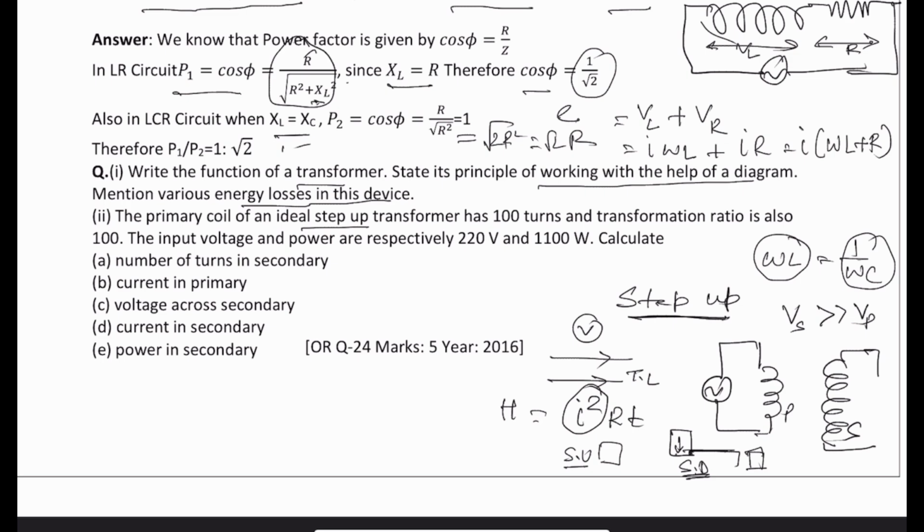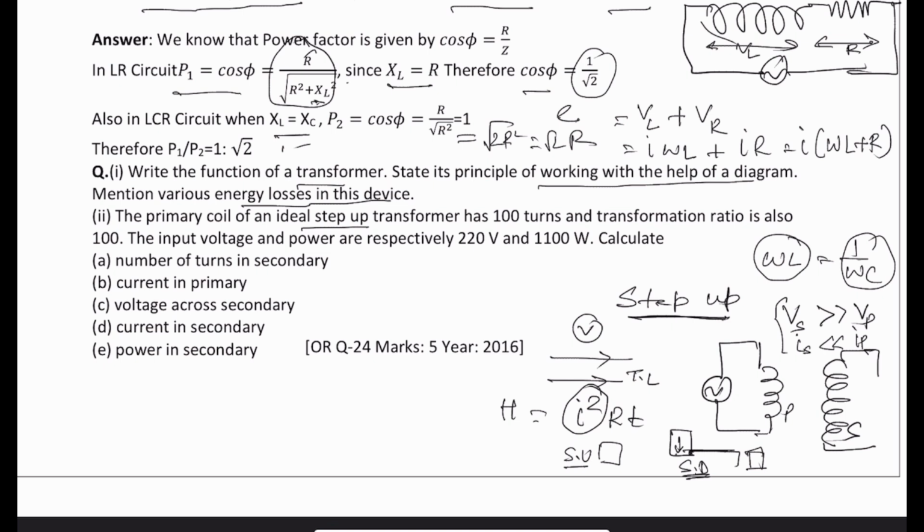What does a step down transformer do? A step down transformer converts high voltage to low voltage, and low current to high current. So when the secondary voltage is more than the primary voltage, as in a step up transformer, at the same time the secondary current will be less than the primary current.